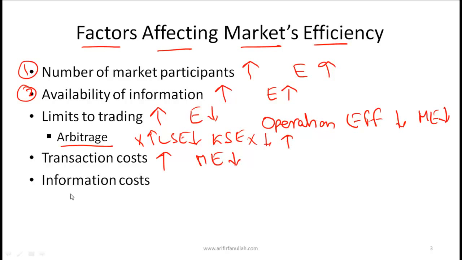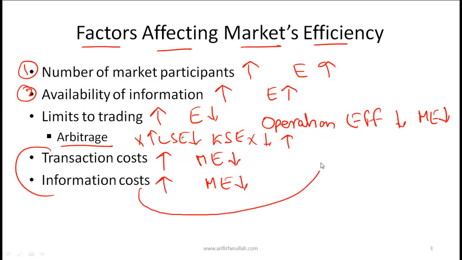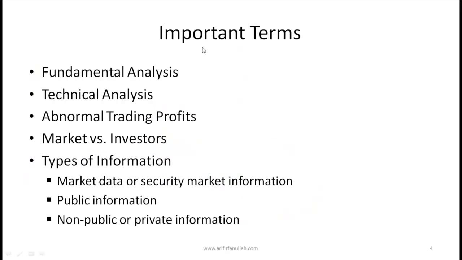And finally, information costs. If it is very costly to get information, then again the market efficiency will be low. So again, these two are related to operational inefficiencies. Let us now understand a few important terms in the context of market efficiency, and these terms are used frequently in questions related to market efficiency, so it is important that you understand them.